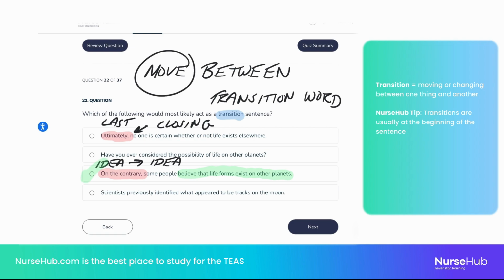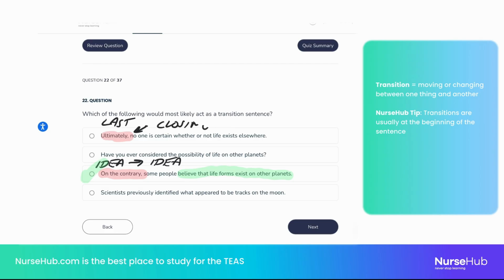All right, so there's another one done. So for a transition sentence, look for those transition words. We have a whole lesson on transitions on nursehub.com to give you a more in-depth explanation if you need it. All right, so there we go.